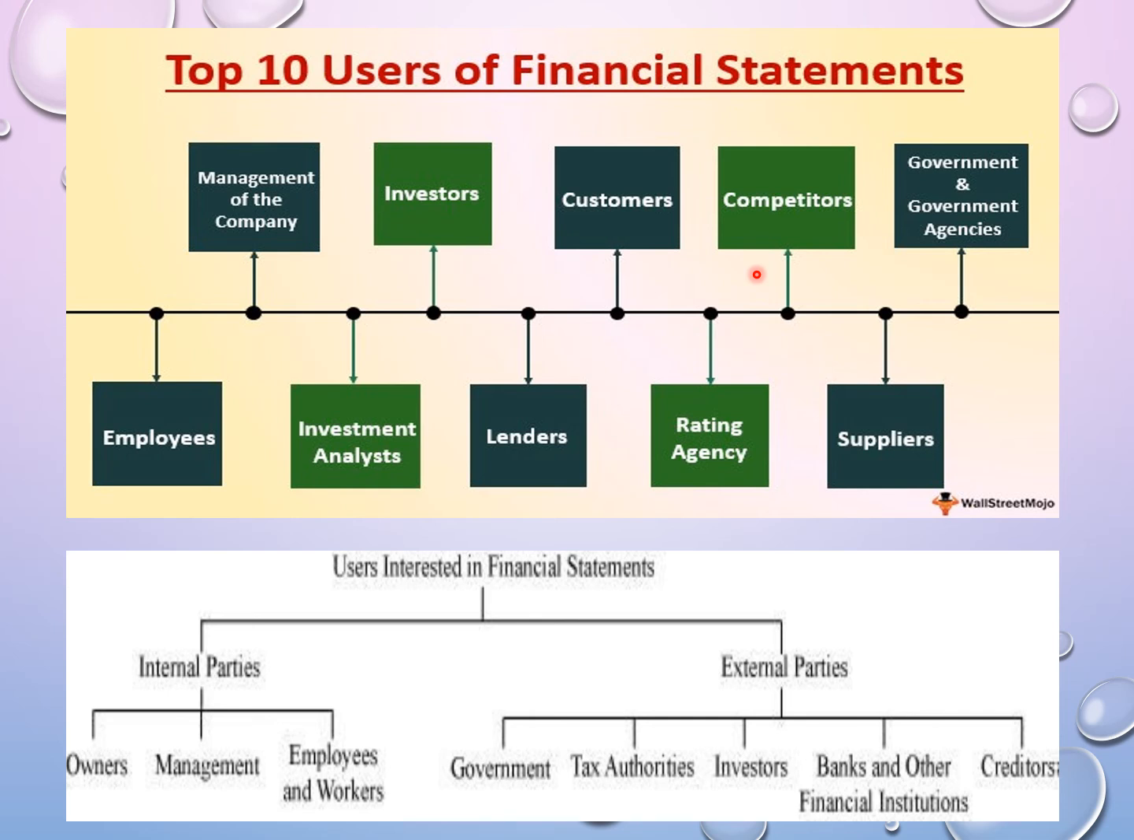Next, government and government agencies. Like we have SEBI, there are so many regulatory bodies: SEBI, Securities and Exchange Board of India, Company Law Board, and there are various other agencies like the Income Tax Department and the Excise Department. They all have an interest in the financial statements of companies because they have to charge tax, and they have to see whether companies are following the norms, rules, and regulations laid down for them.